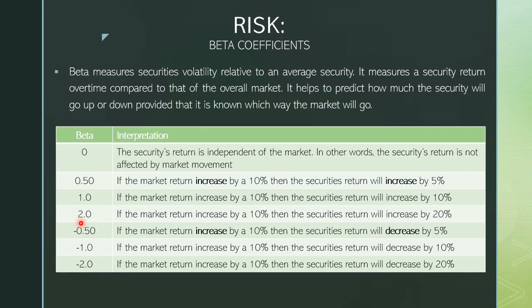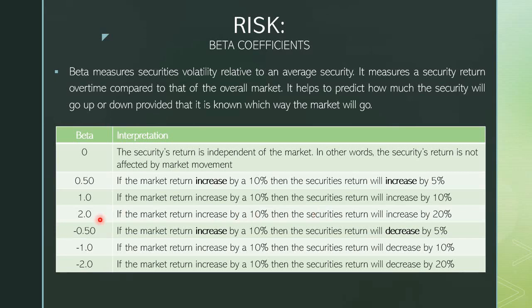But if the beta is 2, then we can see stock A is more volatile because the market only moved by 10%, but stock A increased by 20%. So the bigger the beta, the more volatile the security is compared to the market return, meaning that a higher beta indicates higher risk.